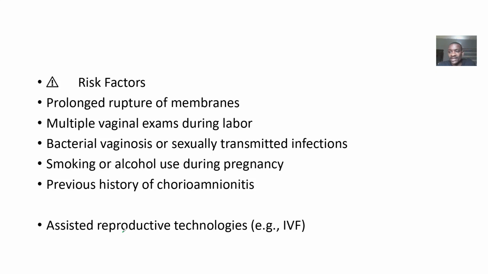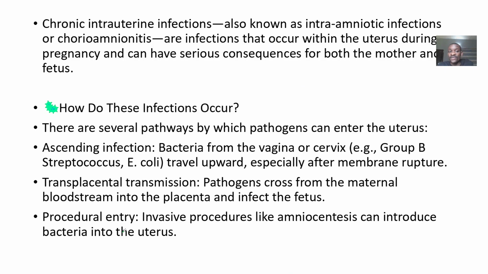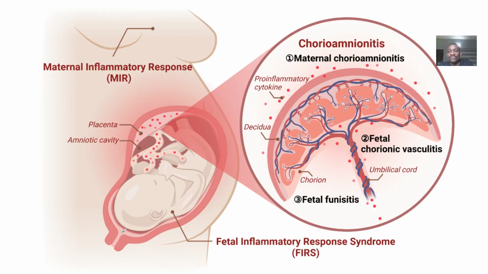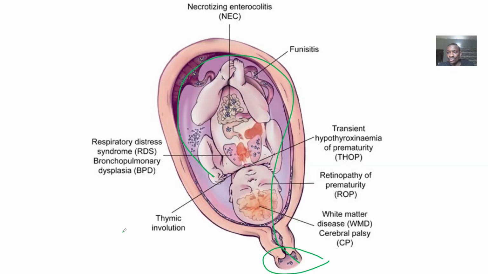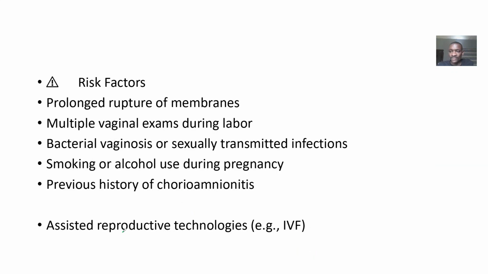Risk factors, like what could actually cause these infections. We have moved from how they occur to what could possibly cause them. If there's rupture of membranes and they have left it for too long, that amniotic fluid and all of that could actually serve as a very fertile ground for the breeding of microorganisms. Multiple vaginal examinations, maybe the gloves were not sterile enough, could actually send infections there.